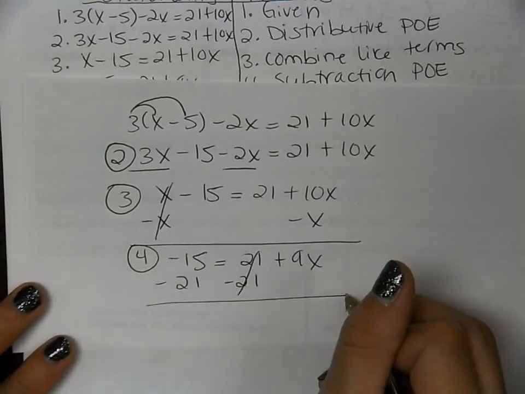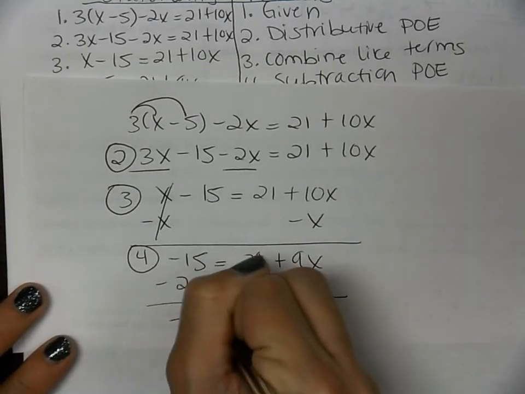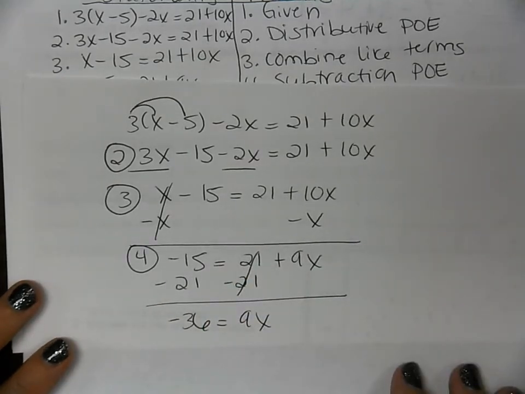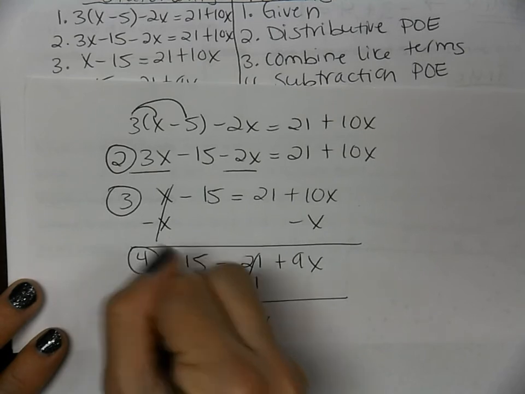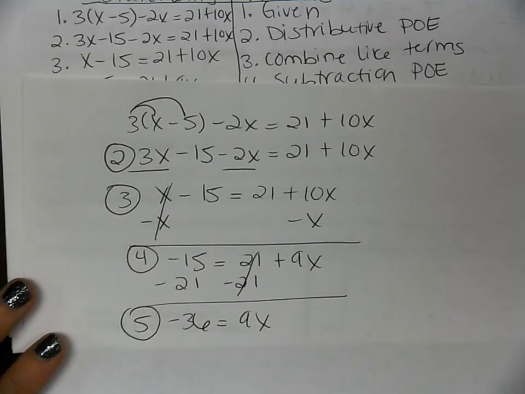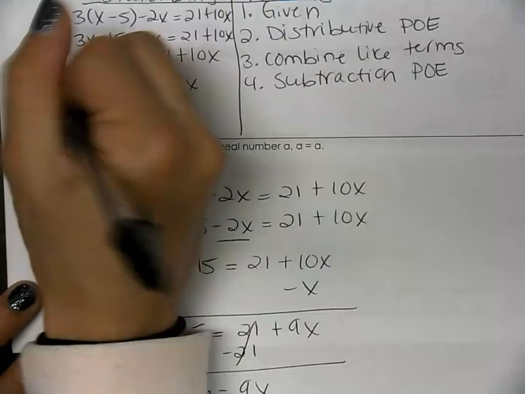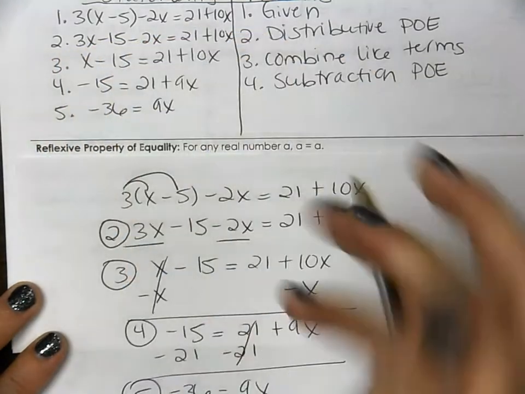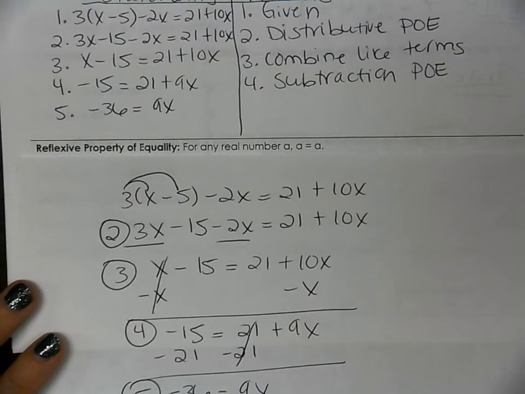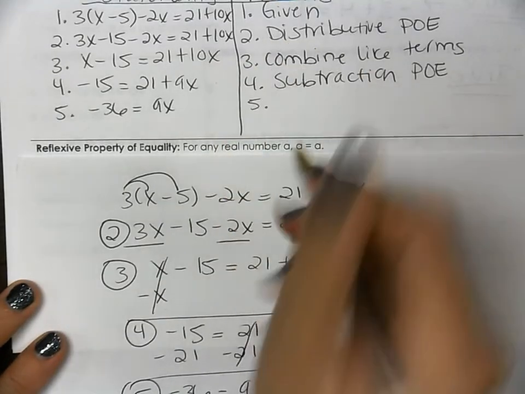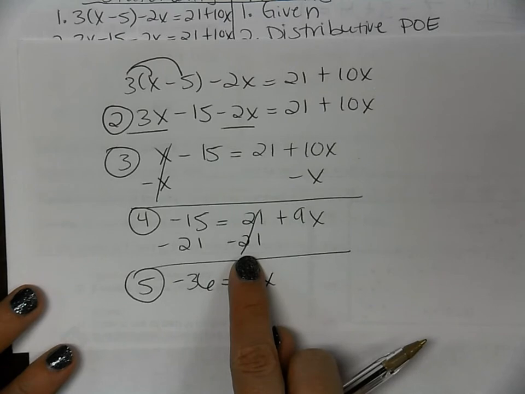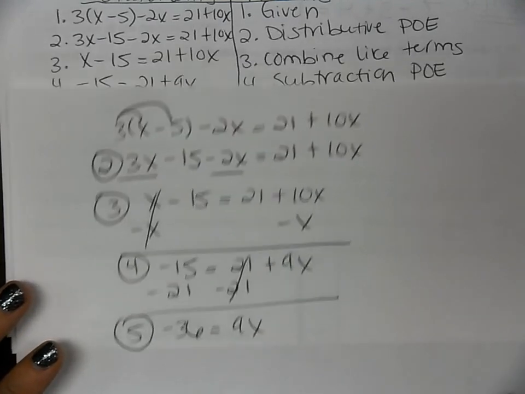So this will go away here. We're left with negative 36 on the left. The 9x stays 9x, okay? When I end, that's my next statement. So negative 36 equals 9x. And to get to that point, you guys told me to subtract the 21 from both sides. So again, I did subtraction property of equality.